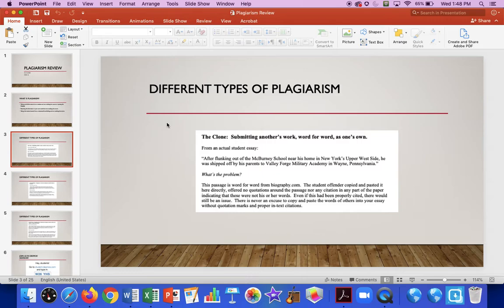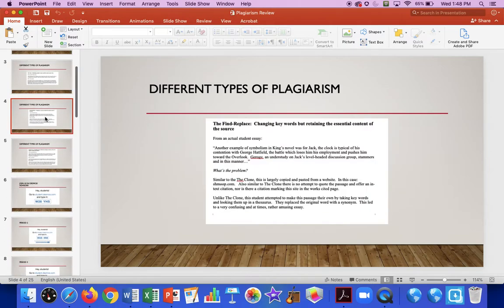They didn't give me an in-text citation. They didn't give me quotes. They didn't give me a works cited. Nothing. They just copied and pasted. Easily the most common type of plagiarism.